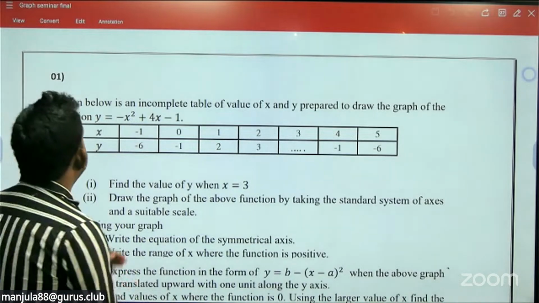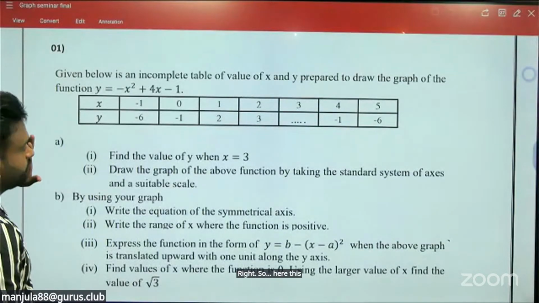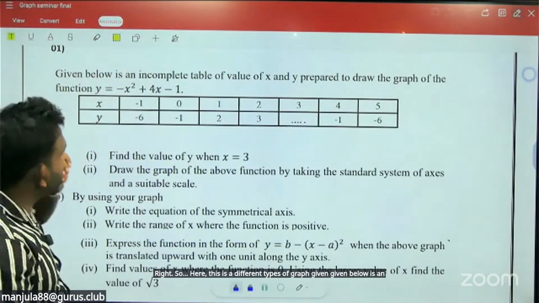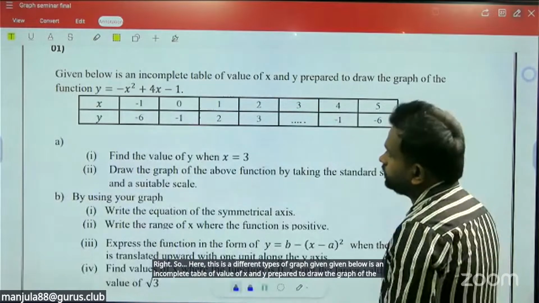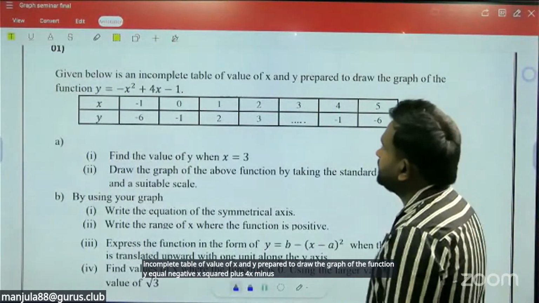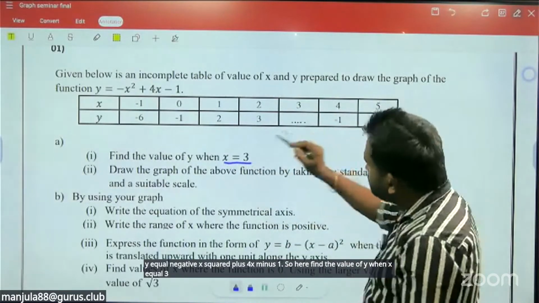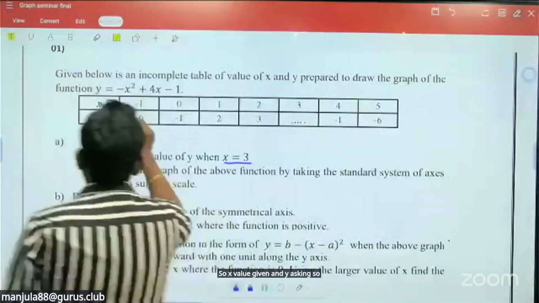Right. So here, this is different types of graph given. Given below is an incomplete table of values of x and y prepared to draw the graph of the function y equals negative x squared plus 4x minus 1. So here, find the value of y when x equals 3. So x value is given and y is asked. So our tool is the equation.